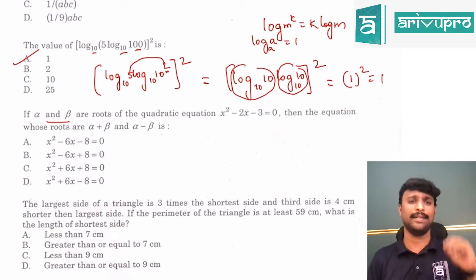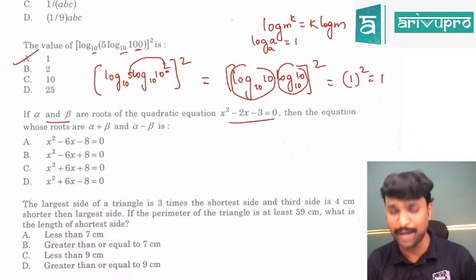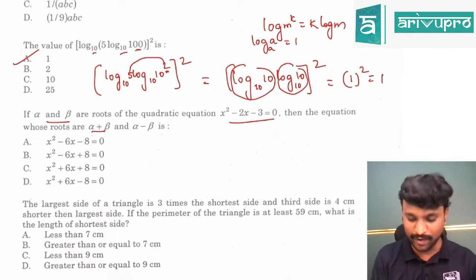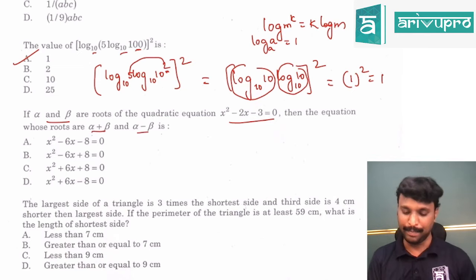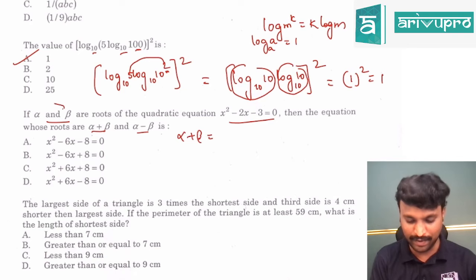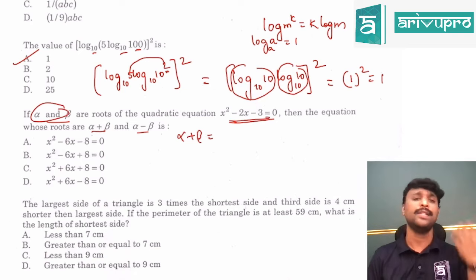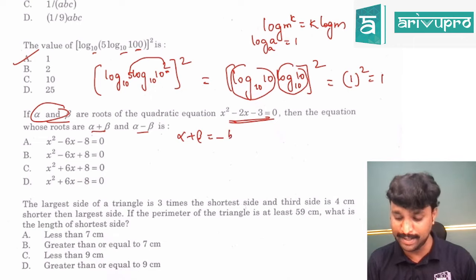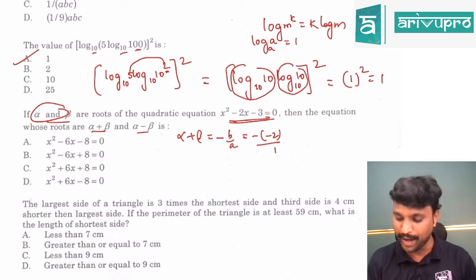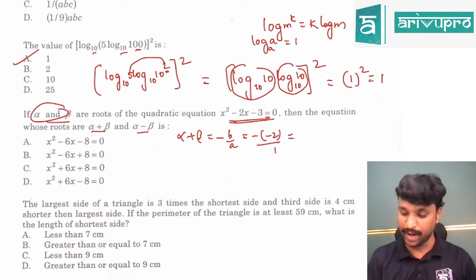Alpha and beta are the roots of the quadratic equation x square minus 2x minus 3 equal to 0. Then find the equation whose roots are alpha plus beta and alpha minus beta. Guys, you all know alpha plus beta is the sum of the roots, because alpha and beta are the roots of this equation. So how do you find the sum of the roots? Minus b by a. All right, so what is minus b by a? Minus of minus 2 divided by, what is the value of a? 1, because the coefficient of x square is 1. So the result of alpha plus beta is 2.